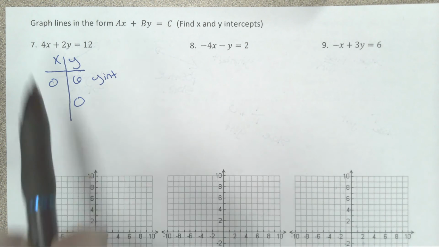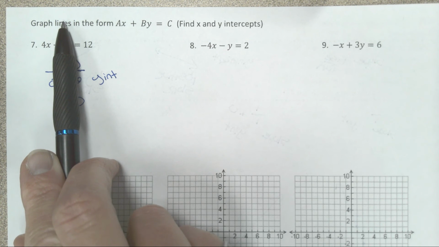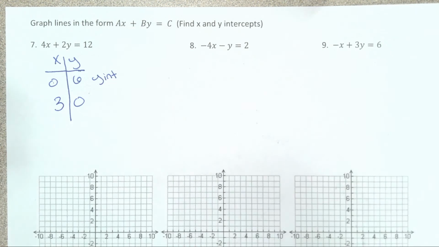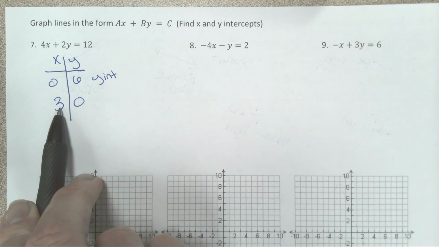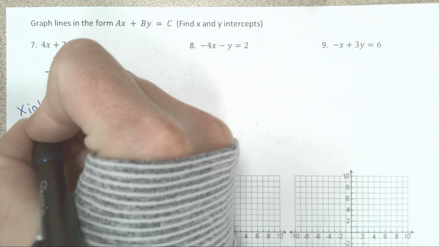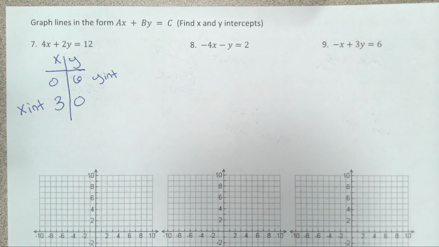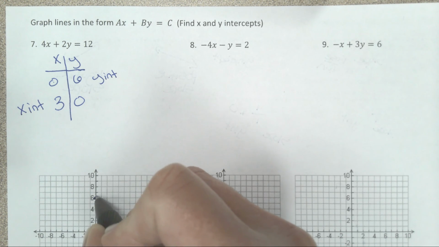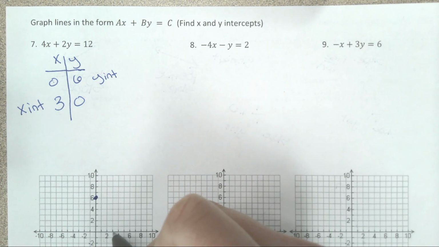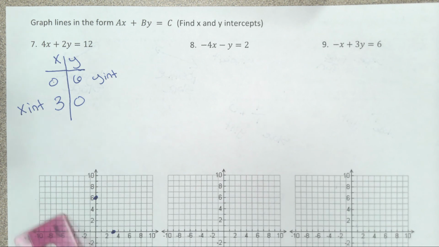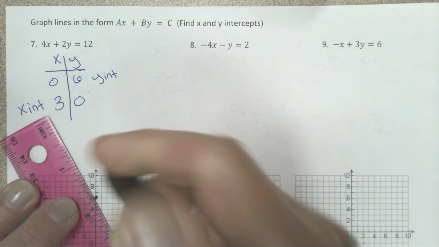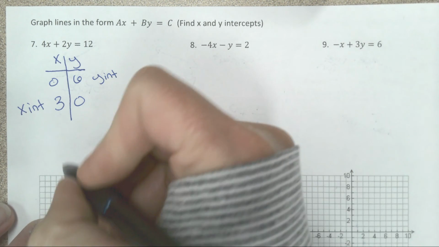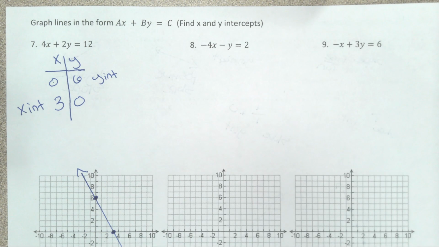And then if y equals 0, I'm going to cover that up, and then you just have 4x equals 12. Divide both sides by 4, and x equals 3. Since the number is right there on that one, that is the x-intercept. Geometry says 2 points make a line, so that's where (0, 6) is, and that is where (3, 0) is. And then just take your straight edge and connect the dots. That is how you graph by intercepts.